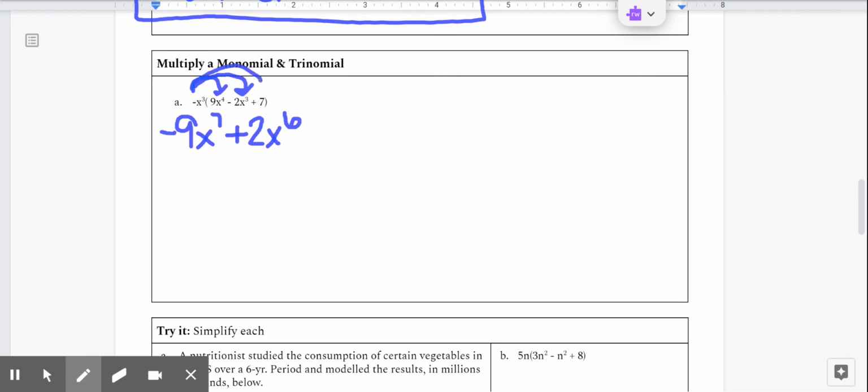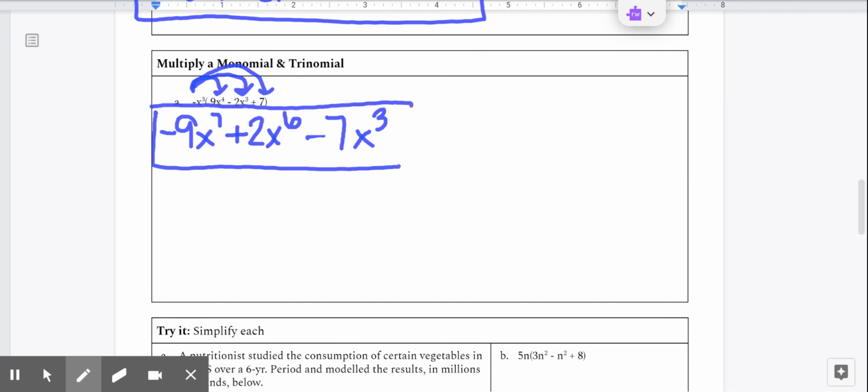For this last one, let's go ahead and multiply there. We're going to multiply the coefficients. So that means 7 times negative 1. That's going to be minus 7. And here on this last term, we don't have any x's to combine. So we just have those original 3 x's from our monomial out front, so 7x cubed. So that's our answer there. We multiplied that monomial and trinomial, and we got negative 9x to the 7th power plus 2x to the 6th minus 7x cubed.